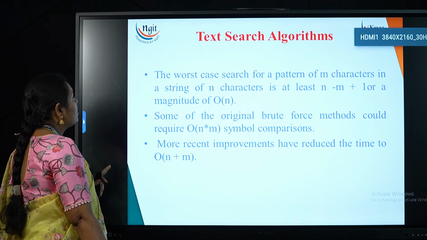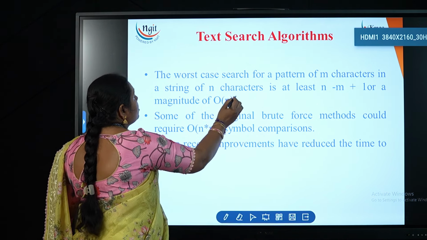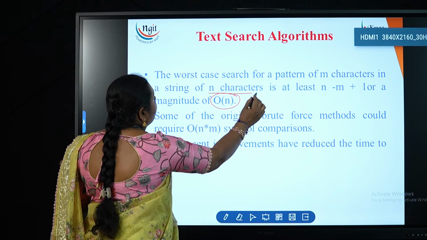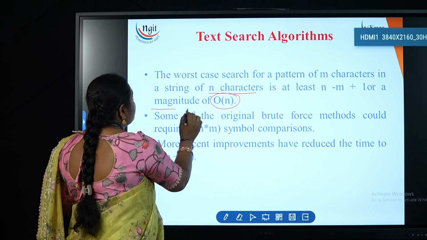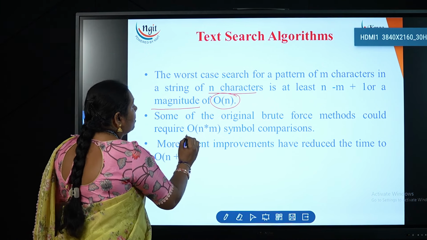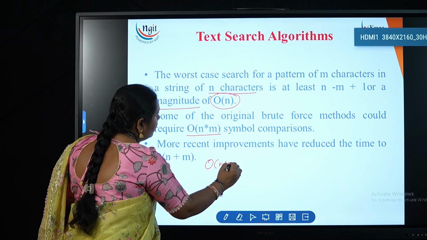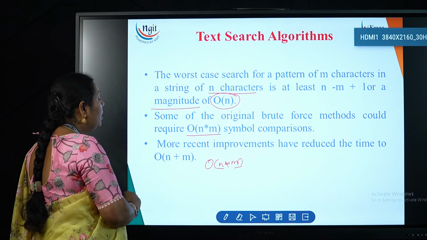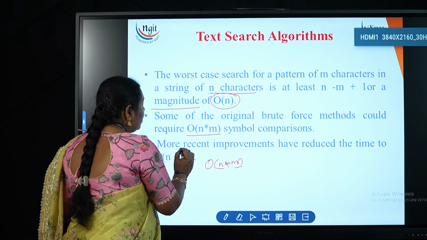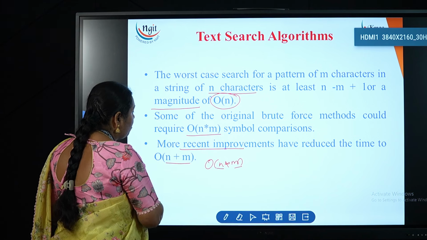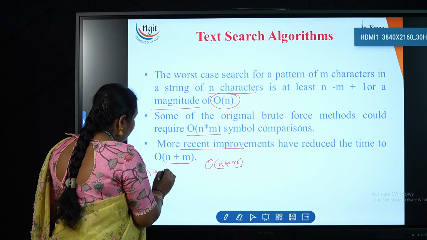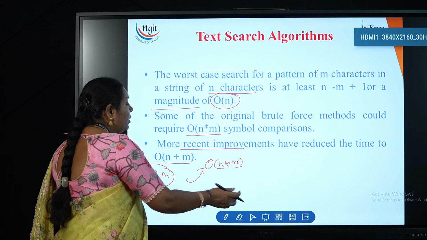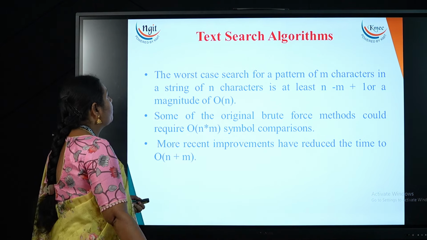So in the worst case search pattern, the magnitude of searching the characters will be O of n, because it is checking whether n characters, at least n minus m plus 1, that is the magnitude of O of n. And the comparison will be O of n times m, because if you have n symbols and m characters, you have to check each and every symbol against each and every character. So they are trying to give more improvements using n plus 1, because n times m is highly complicated when compared to n plus 1.